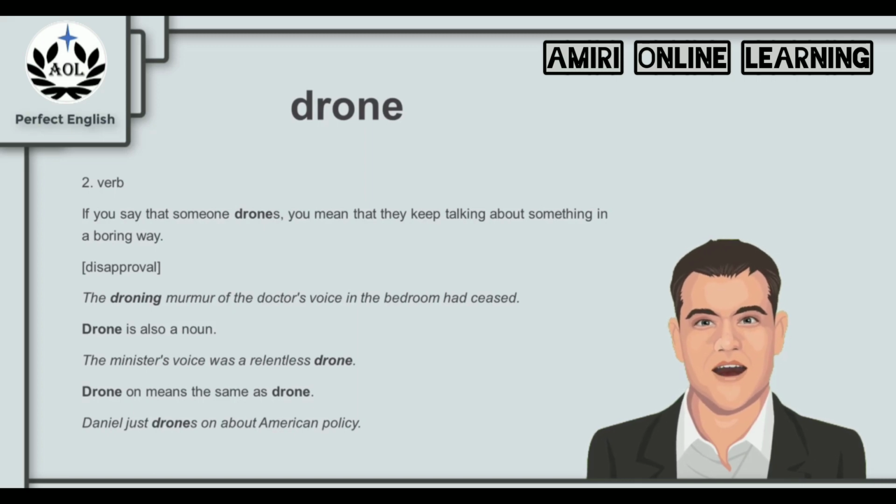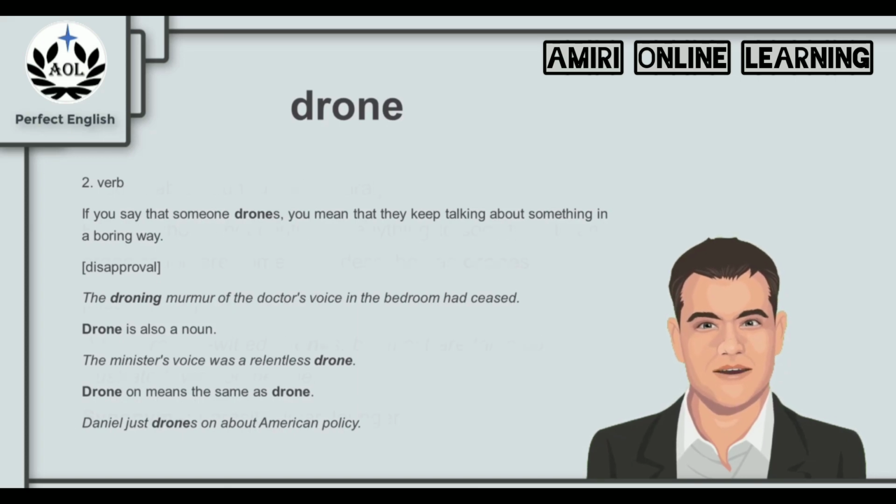And drone in this context can also be used as a noun. For example, the minister's voice was a relentless drone. Very boring. And we can say drone on with the same meaning as drone. For example, Daniel just drones on about American policy. He just talks on and never stops in a very boring way.